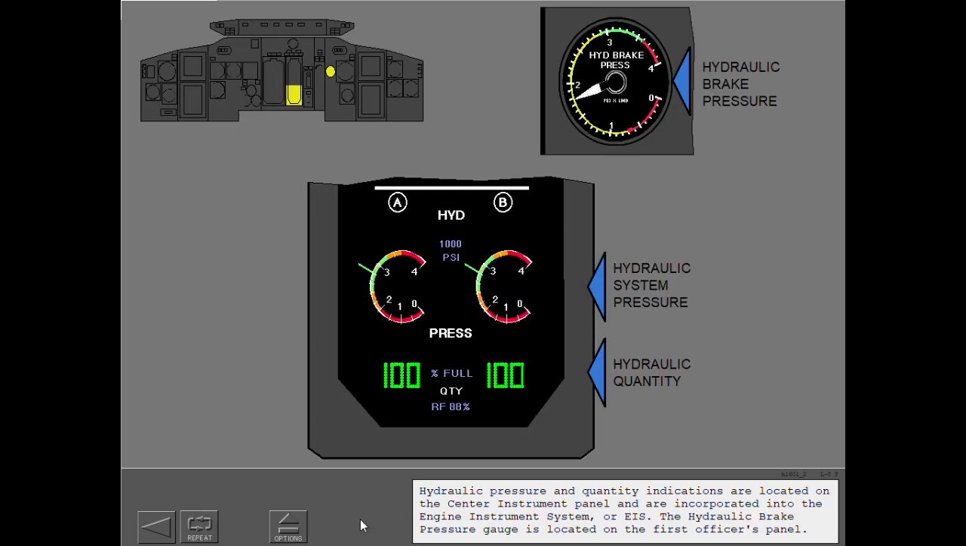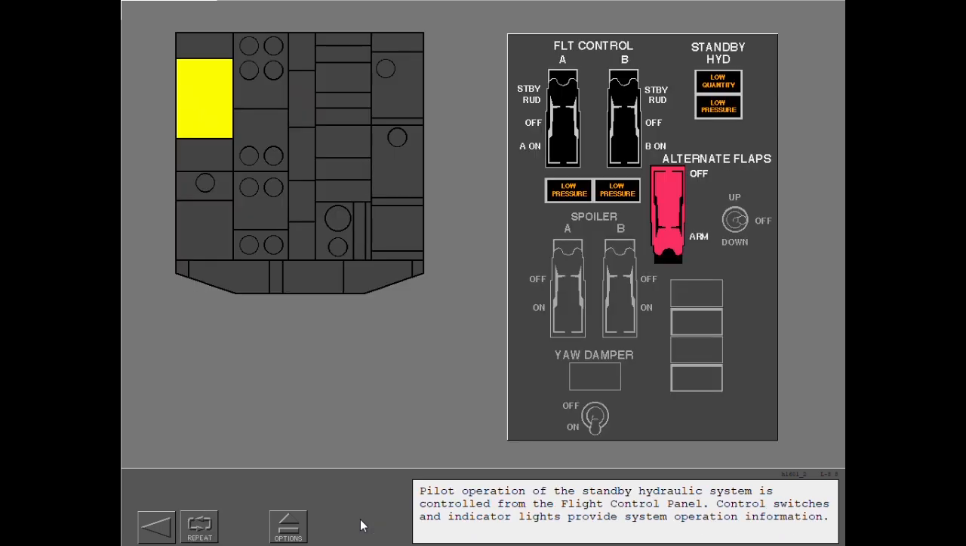Hydraulic pressure and quantity indications are located on the center instrument panel and are incorporated into the Engine Instrument System, or EIS. The hydraulic brake pressure gauge is located on the First Officer's panel. Pilot operation of the standby hydraulic system is controlled from the flight control panel. Control switches and indicator lights provide system operation information.